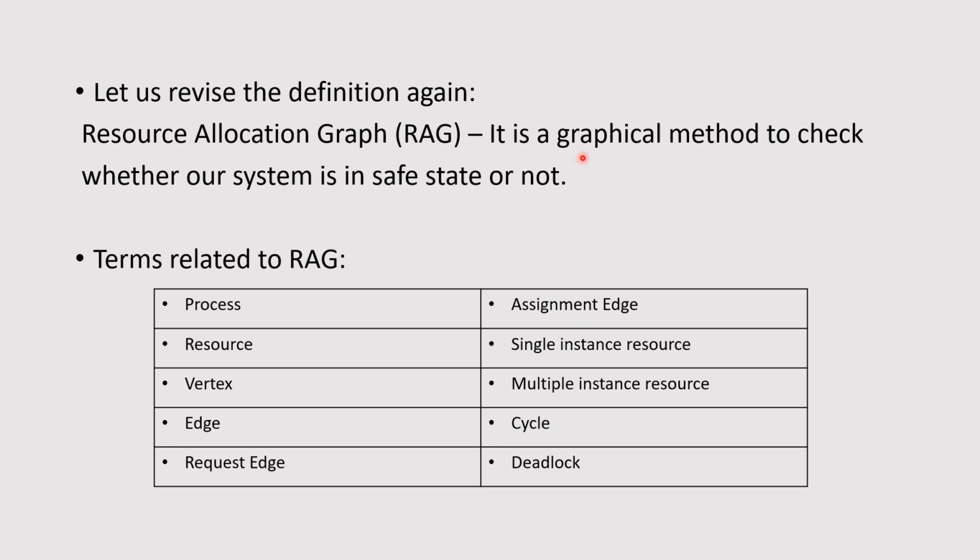This is a graphical method to check whether a system is in a safe state or not. So I hope you have understood this topic, and these are some terms which are related to this RAG, and we have already covered these. This is a process, resource, vertex, edge, request edge, assignment edge, single instance resource, multiple instance resource, cycle, deadlock.